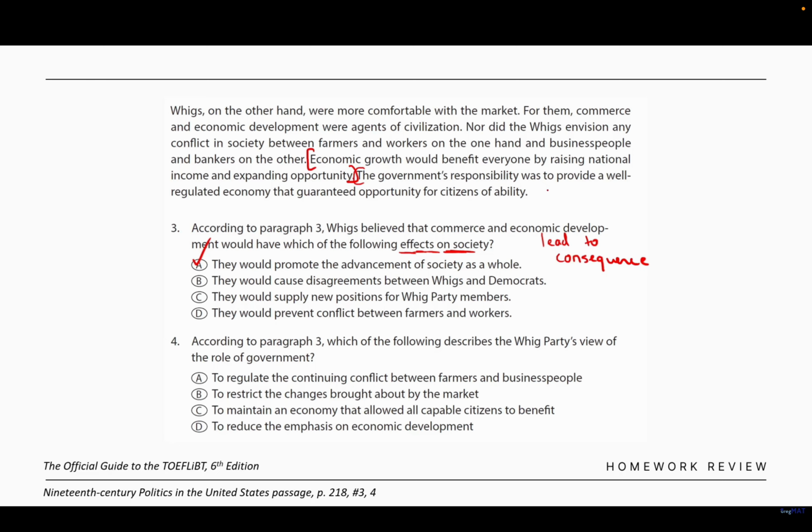The government's responsibility was to provide a well-regulated economy that guaranteed opportunity. So what'd you choose? I chose C. Yeah, it looks like C. Exactly. To maintain an economy, so that's going to be a well-regulated economy that guaranteed opportunity for capable ability. Awesome job. Great job, Suvajit.